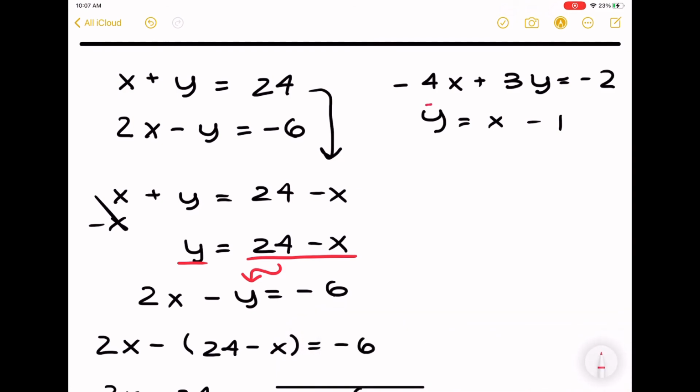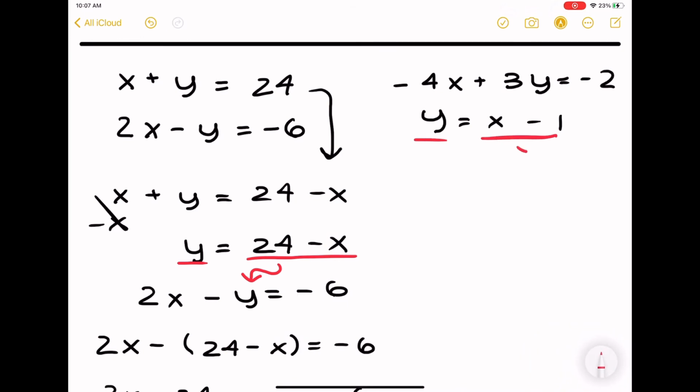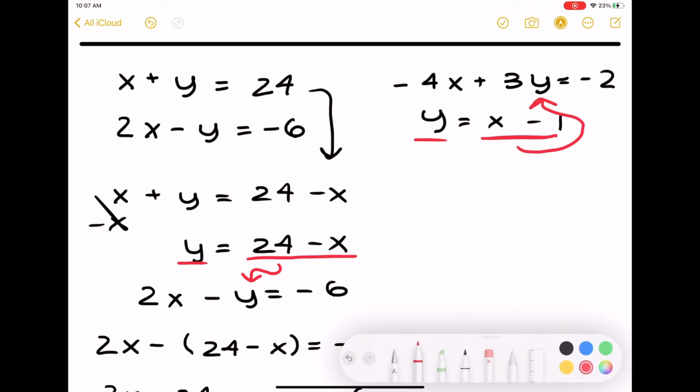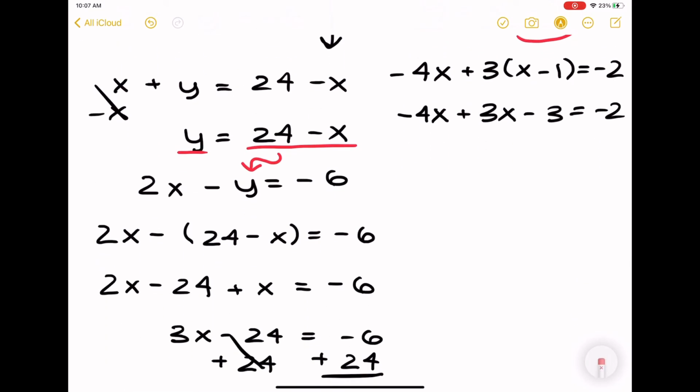The next equation is a bit different since we don't need to convert any of the equations. We can go ahead and take in what we have for y and take x minus 1, plug that in to the first equation, so we get -4x plus 3(x minus 1) is equal to -2. Then once we use the distributive property, we would have -4x plus 3x minus 3 is equal to -2.